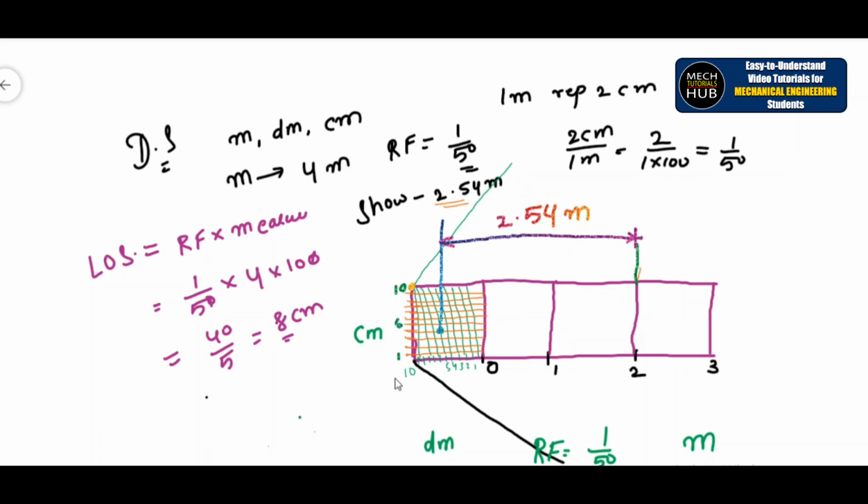I'll just conclude this. We need to create a diagonal scale, maybe in meters, decimeters, centimeters, or some other range given to you, and measure up to a distance given as 4 meters. The RF value is given, and the distance to show is also given. Keeping this in mind, the length of the scale needs to be calculated, which is equal to RF into measure distance. Measure distance is 4, so 4 meters is considered.